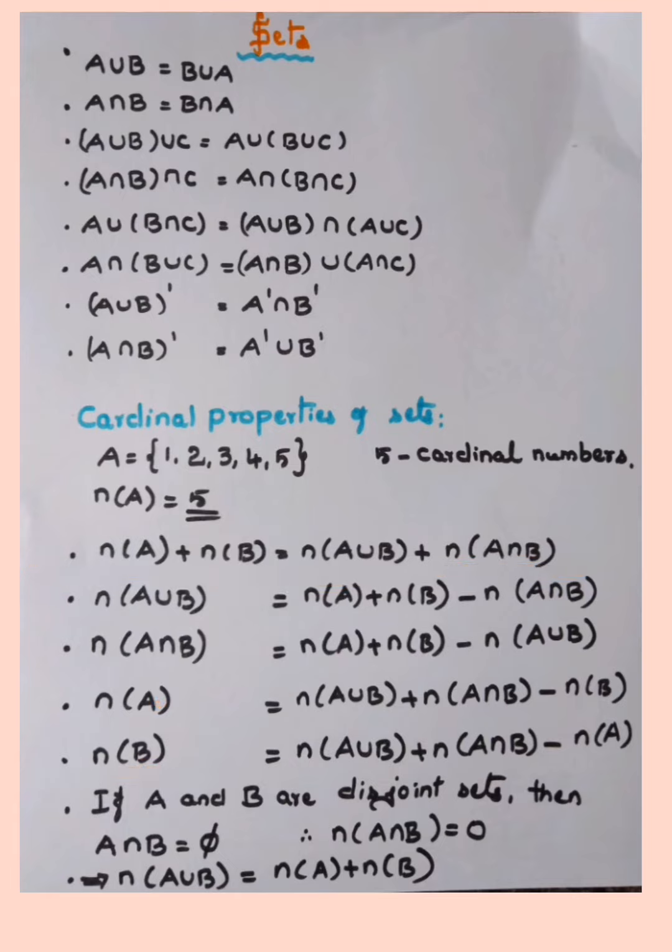So this is the basic formula from which you can obtain all the remaining formulas. If A and B are disjoint sets, then A intersection B is equal to the null set. If there is no common element, we call them disjoint sets. Already you have learned this, just to recall. n(A intersection B) is equal to 0. Therefore, if the term n(A intersection B) is equal to 0, the whole term becomes 0. Therefore, n(A union B) is equal to n(A) plus n(B). So remember these points.